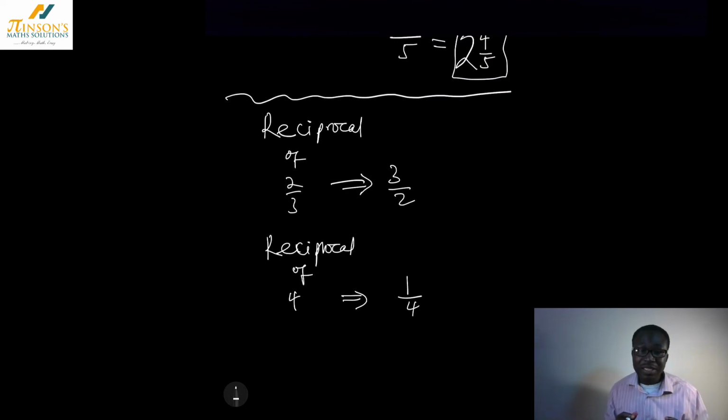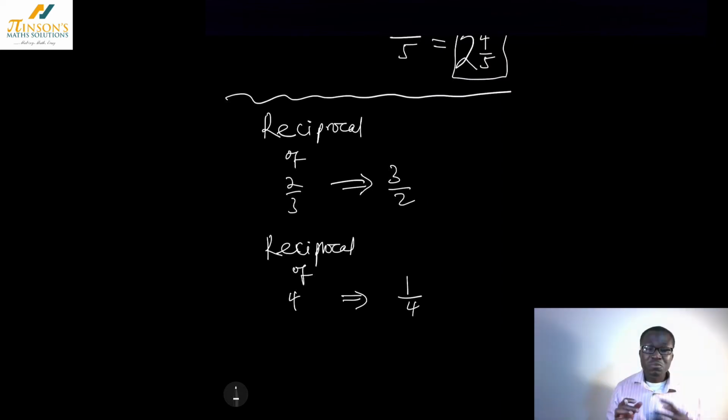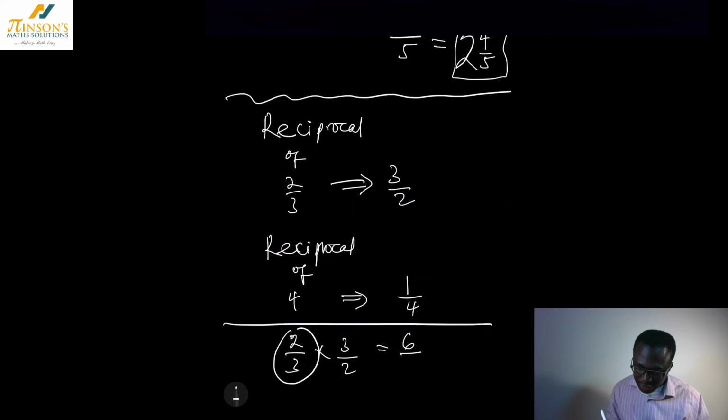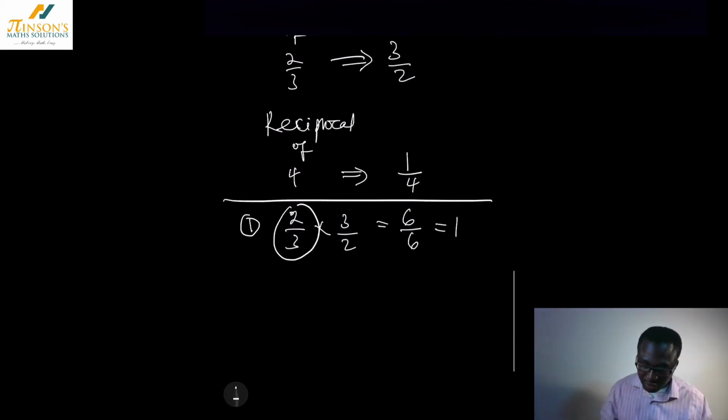Now in maths, this is what happens. Whenever I multiply a number by its reciprocal, I get 1. So this first fact, if I have 2/3 and I multiply it by 3/2, because I've reciprocated 2/3, when I multiply, I'll get 6/6, and that is 1. So anytime you multiply a number by its reciprocal, you get 1. That's the first fact, number 1.